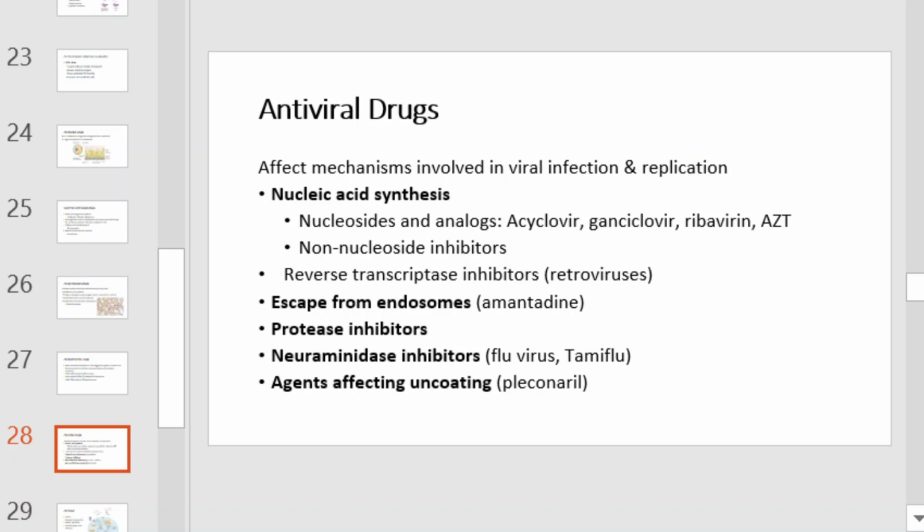Antiviral drugs. Antiviral drugs affect mechanisms involved in viral infection and replication. Since a virus is not alive, there is no way to effectively kill it, but instead to prevent it from infecting a host and then reproducing once inside. Antiviral drugs target things such as nucleic acid synthesis and the escape from the endosome. They include protease inhibitors, neuraminidase inhibitors, and agents affecting uncoating.